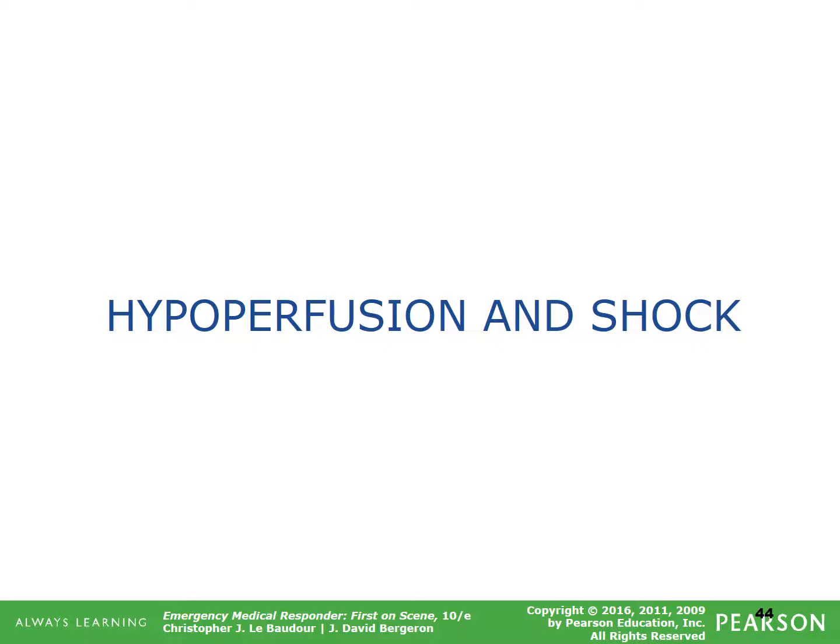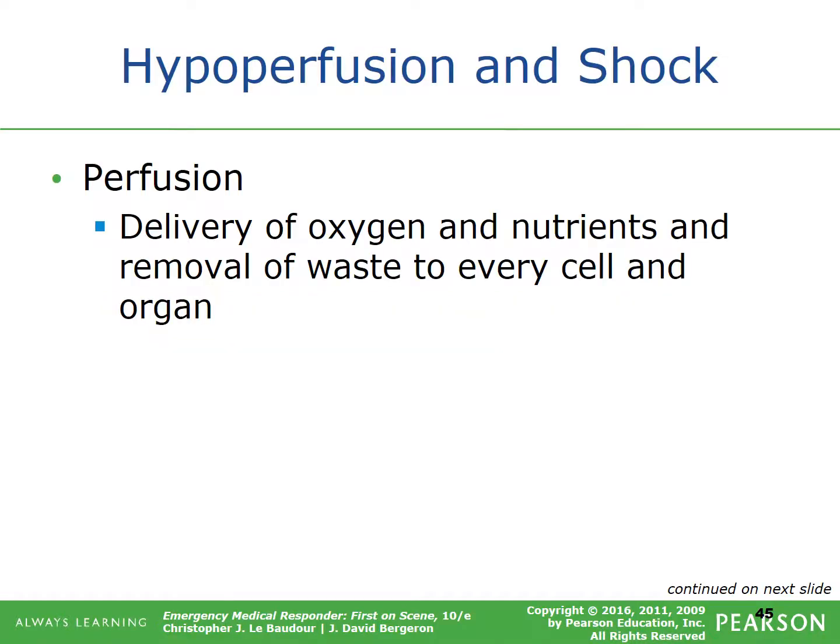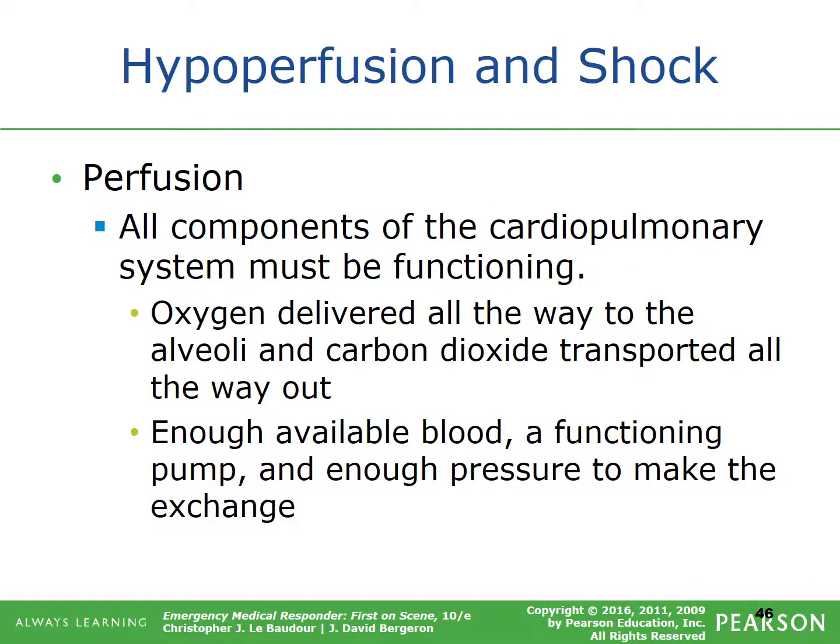Next, I'd like to talk about hypoperfusion and shock. Every cell and every organ system requires regular delivery of oxygen and nutrients and the removal of waste products. This is known as perfusion. From inhaling air, gas exchange in the alveoli, circulation throughout the body, to exhaling carbon dioxide, perfusion depends on the interrelated functioning of the respiratory and cardiovascular systems.